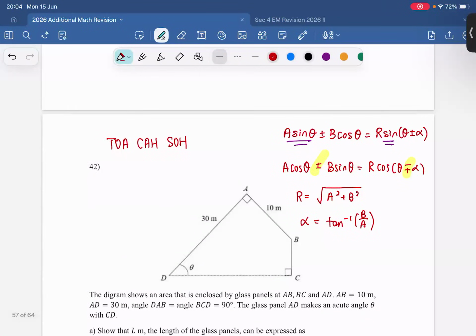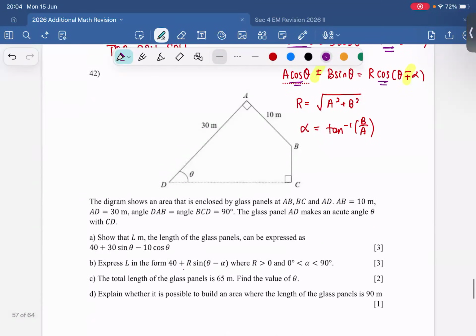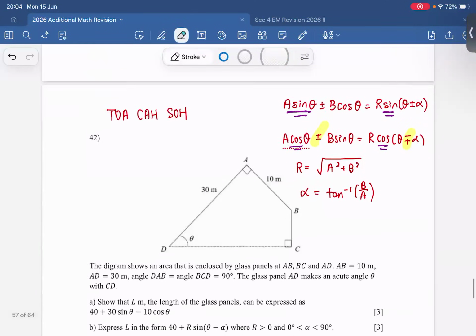Like I say, if your R formula starts with sine, then your R formula will have sine. If you start with cosine, then your R formula will be cosine. But typically, the template will be given to you. So like this question, they will give you the thing itself. So this part you don't need to worry so much.